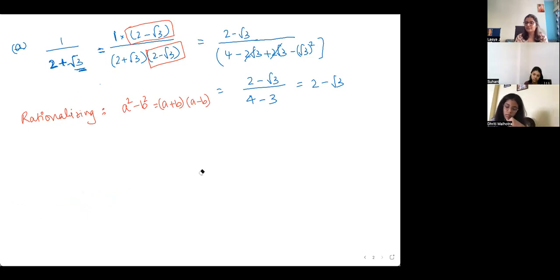This is the identity we use. So once you finish noting down, rationalize this one. What you get.